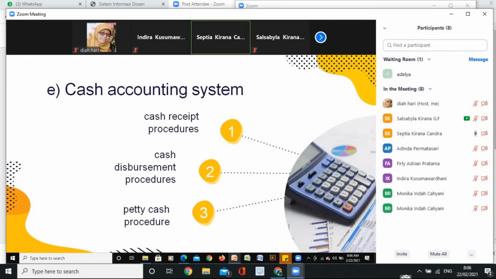Cash accounting system. Cash accounting system is a system designed to handle cash receipt and cash disbursement transactions. So, the system consists of procedures as follows: cash receipt procedure, cash disbursement procedure, petty cash procedure. Next.